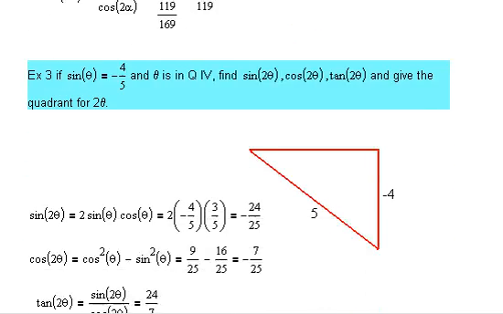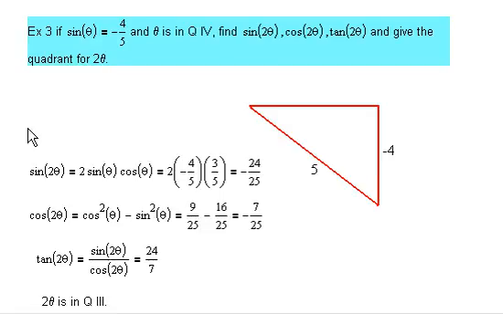Here's another example that's similar. If the sine of theta is negative 4/5 and theta is in quadrant 4, find sine of 2 theta, cosine of 2 theta, and tangent of 2 theta, and get the quadrant for 2 theta. That's different. Well, if the sine of theta is negative 4/5, then the reference triangle must be similar to this one. This side would be 3, that's the square root of 25 minus 16, square root of 9, so 3 here on this side.